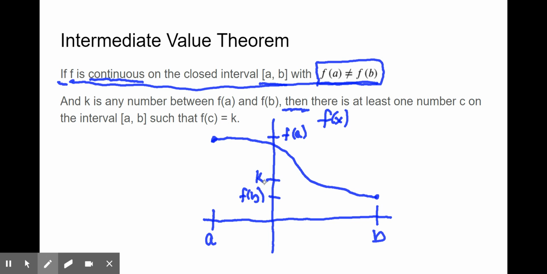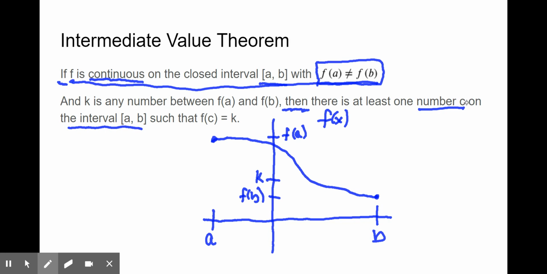All right, so that's it. That's everything that we can say must be true. There's k, my number between f of a and f of b. I have a closed interval, 2 points, a point on a and a point on b. I have a function that I drew that's continuous, and the two y values at a and b are not the same, right? They're in different spots. Then, here's the conclusion that I can make based on my picture. There is at least one number c on the interval AB.